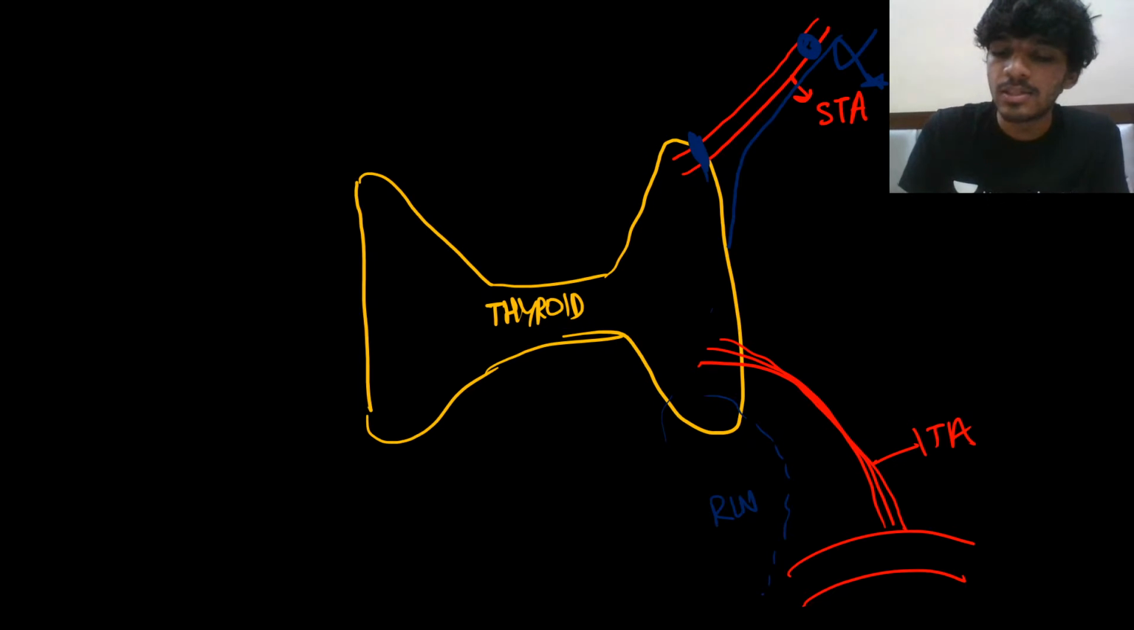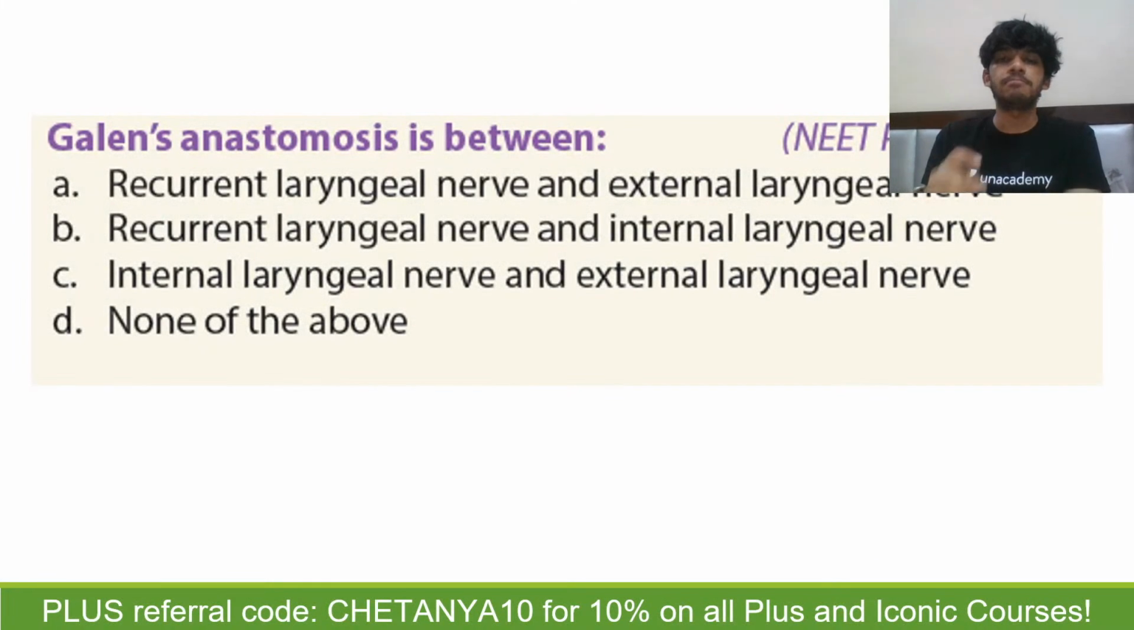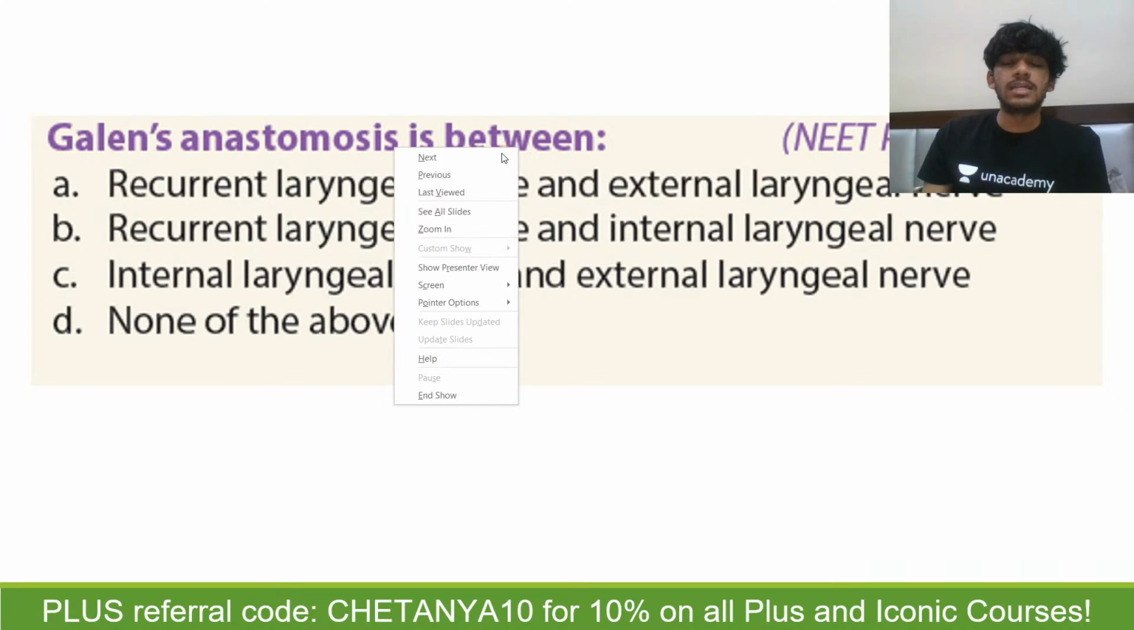ठीक है? This is surgery का point है वैसे ये, और anatomy के clinical anatomy points में भी दिया रहता है. Now let's come to what is the Galen's anastomosis. Yeah, थोड़ा दिमाग लगाओ, थोड़ा सा सोचो. Even if you don't know what this is, you will be able to guess it. Okay, Galen's anastomosis. So that's question number 1 from the Vegas.